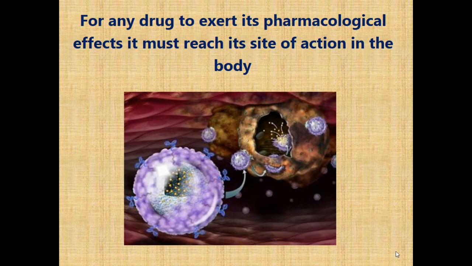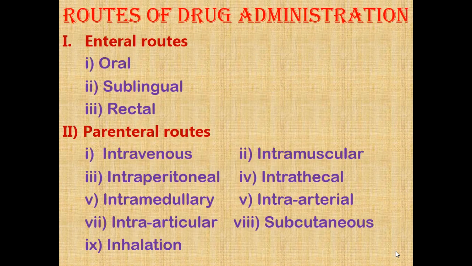Then, what is called routes of administration? For any drug to exert its pharmacological effects, it must reach its site of action in the body. For example, if any pathological or physiological condition should be corrected, the drug, whatever you administer, has to go and act at a particular site. How it will go to that particular site depends upon what route you are administering. That's simple.